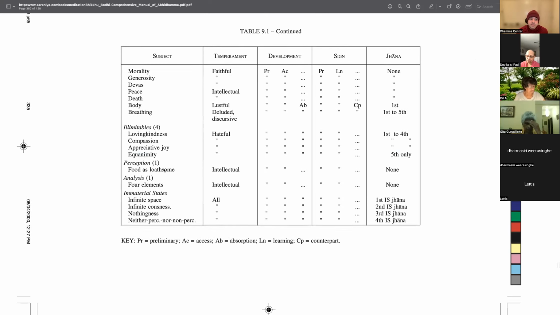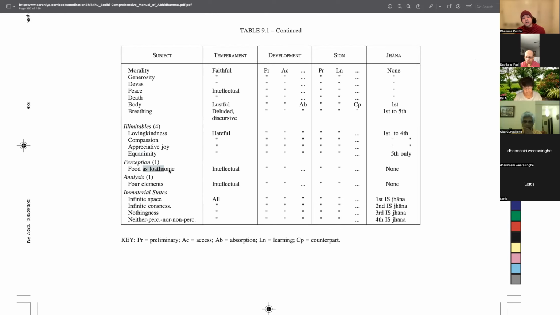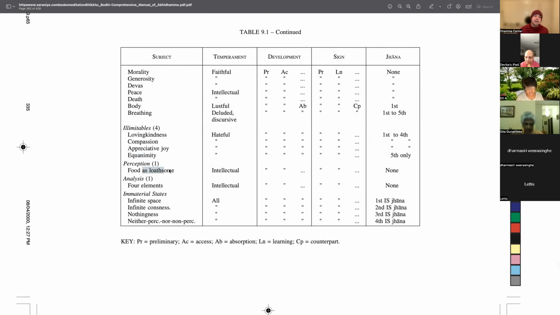All right. Now, perception of food as loathsome. This is ahara particular sanya. Now, ahara particular sanya, it says, is for the intellectual, right? For the person who is able to see through intellect or has the temperament of intellect, this meditation subject becomes something that can help him profoundly in his practice, right? And it's easy to develop for such a person as well.